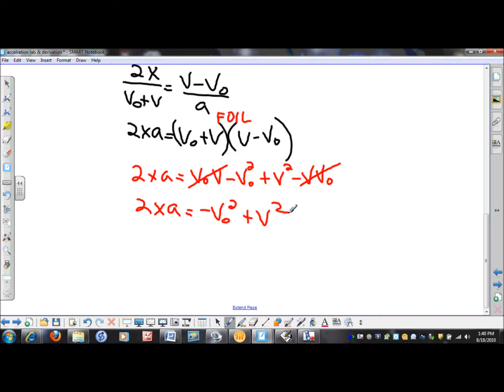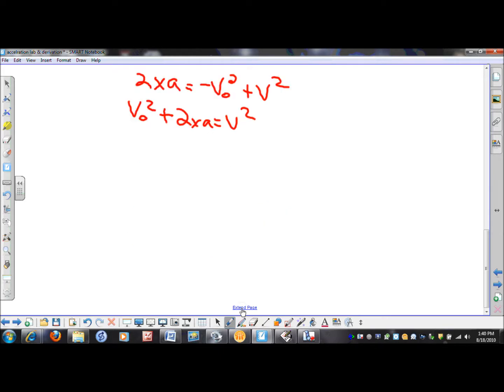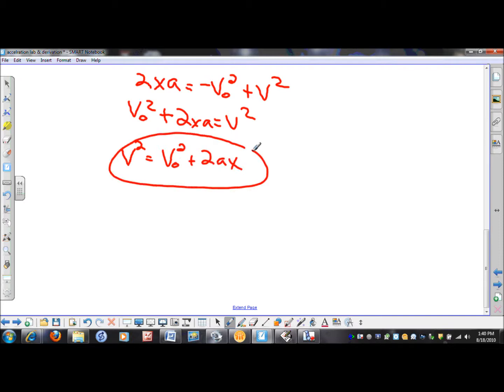Well, I don't like negatives. Let's just bring it over. Clean it up. That gives me v naught squared plus 2xa equals v squared. How would a physicist write this? The unknown first, and then the v naught squared, and then put them in alphabetical order, 2a and x. Here's our third equation. And what was it missing again? Yep, no time in this problem.